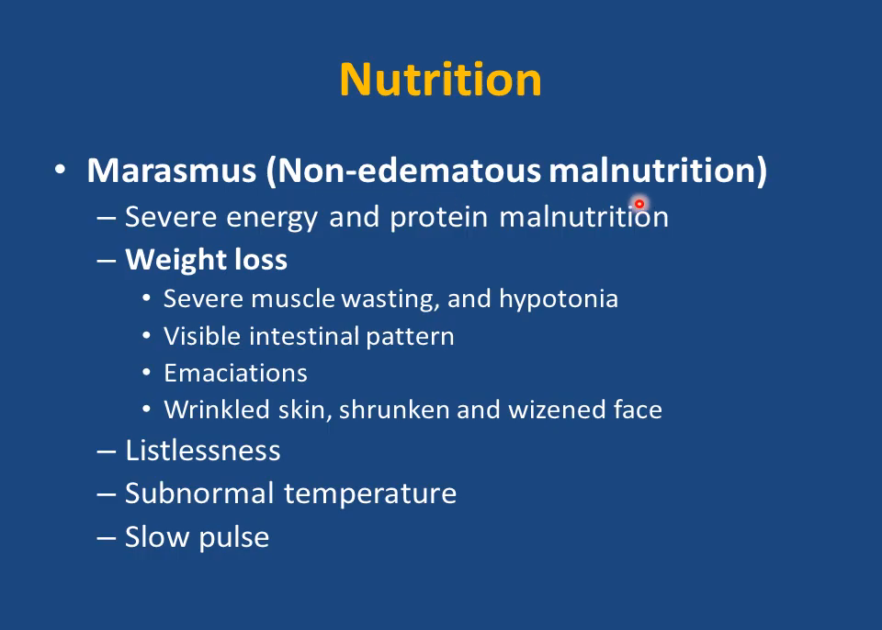It is non-edematous malnutrition. It is severe energy and protein malnutrition or decreased intake. Not only that, it is combined with recurrent infections like vomiting, diarrhea, or chronic diseases. These children, when you look at them, have severe muscle wasting and hypotonia. They have visible intestinal pattern, emaciation, wrinkled face, a shrunken and wizened face like an old man. Listless, they are not playing as other kids. They are less active. Their temperature is below normal. Also, their pulse is slow.